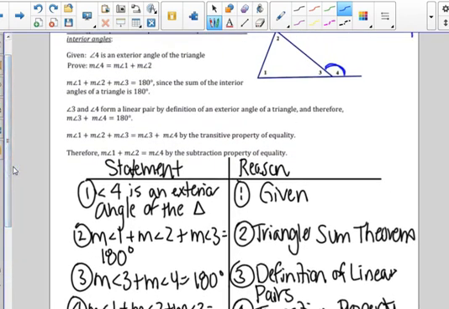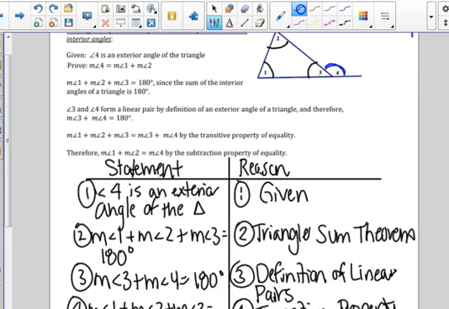So I'm going to scroll back up to the diagram. So the measure of angle 1 plus angle 2 plus angle 3 equals 180 degrees. We know that because we've already concluded in this unit that the sum of the three angles in a triangle add to 180 degrees. So we wrote our reason as the triangle sum theorem, but you also may write that out in words.